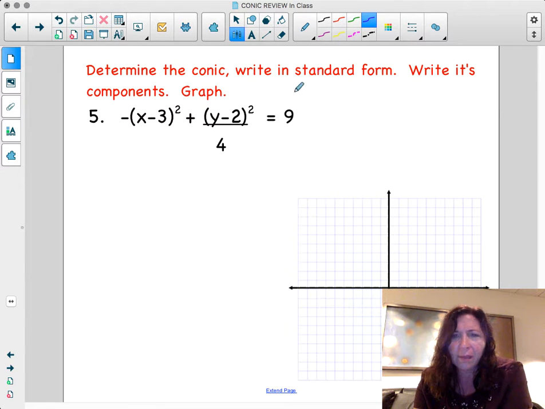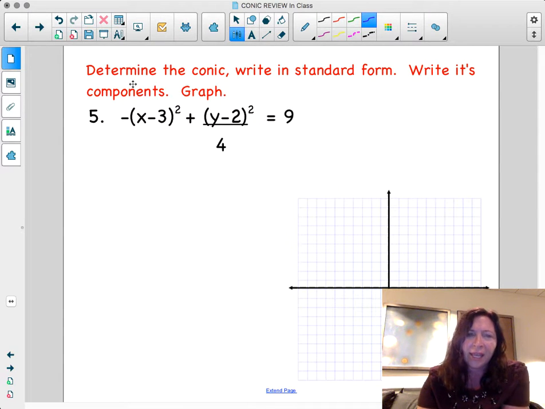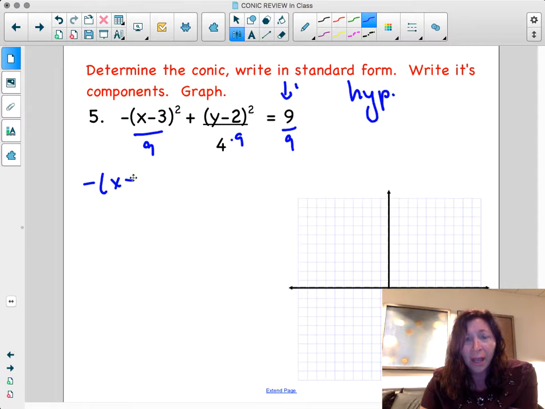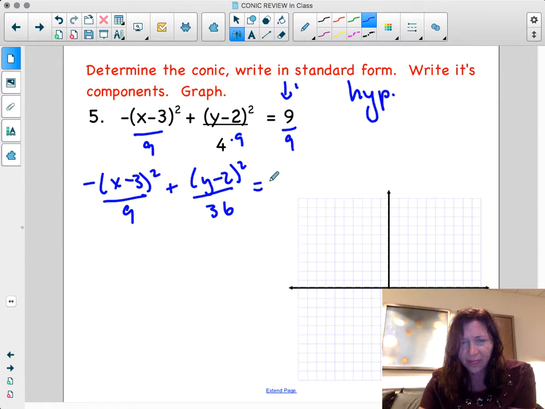Determine the conic. In this equation I have both x squareds and y squareds, so that means it's either an ellipse, a parabola, or a circle, but because I have this negative sign here, that makes it a hyperbola. Okay, now, secondly, for this to be in standard form, this value here needs to be a 1. So I'm going to divide through everything by 9. And so what I have here is negative (x minus 3) quantity squared over 9 plus (y minus 2) quantity squared over 36 equals 1.